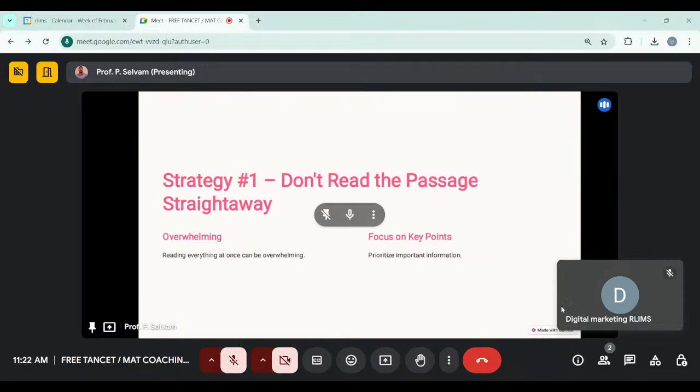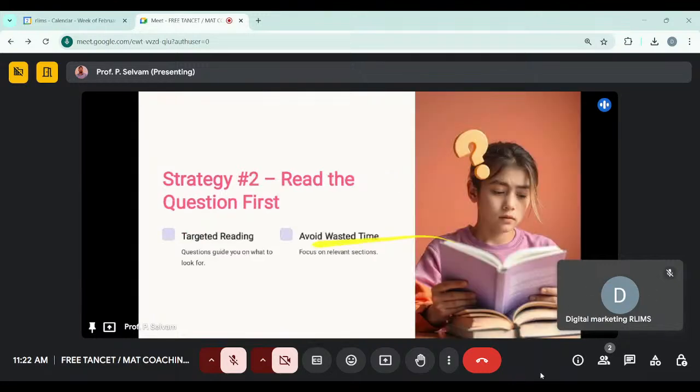Number one, don't read the passage straight away. Then what should we do? My next slide will answer. Instead, read the question first. Imagine you are given a big passage. That passage runs about 15 or 20 sentences. We may not be able to read all those 15 or 20 sentences.